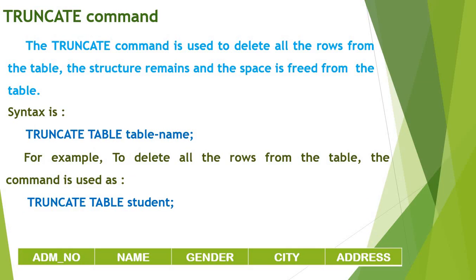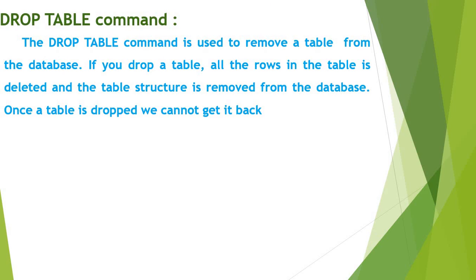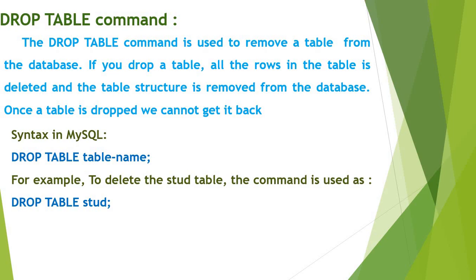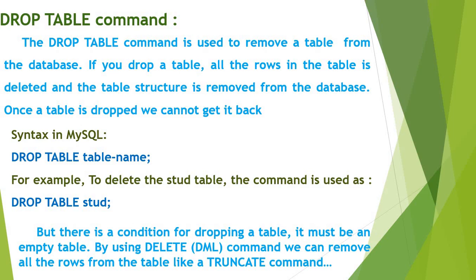The next one is the drop command. The drop command is used to remove the table from a database. If you drop a table, all the rows in the table are deleted and the table structure is also removed from the database. Once a table is dropped, we cannot get it back. The syntax is drop table, table name. For example, drop table student, but there is a condition for dropping a table. It must be an empty table. By using the delete command, we can remove all the rows from the table like the truncate command. About the delete command, we will discuss in an upcoming class.